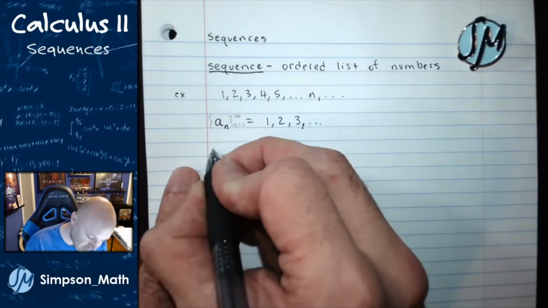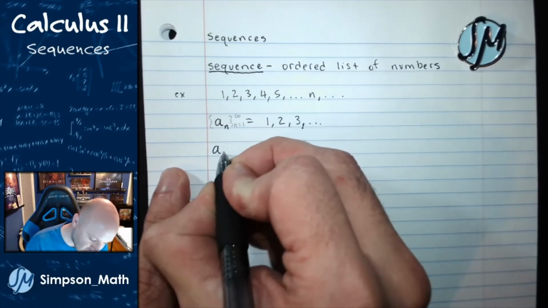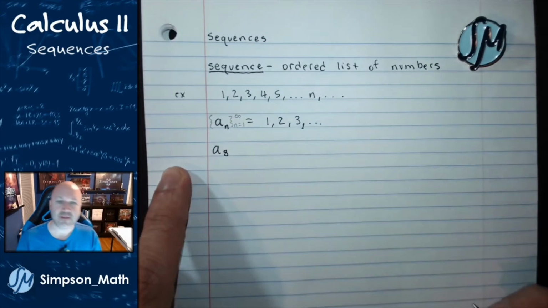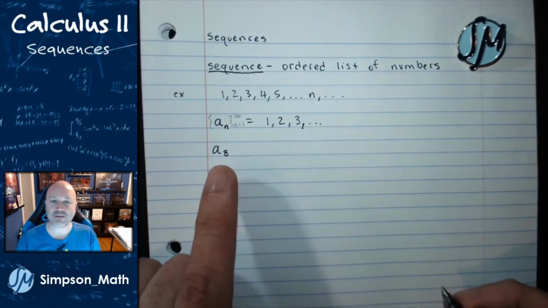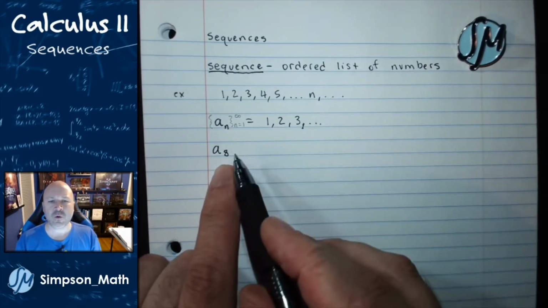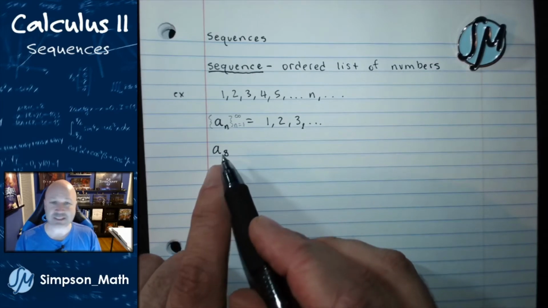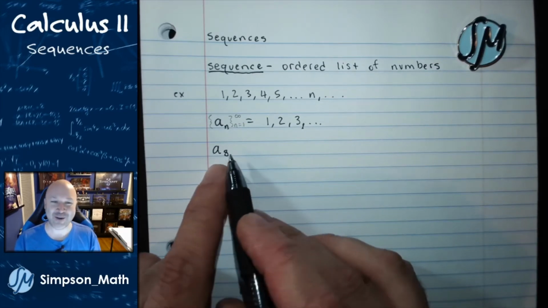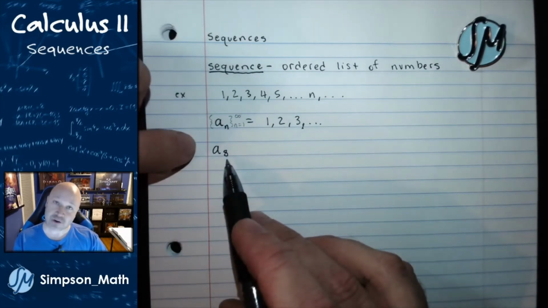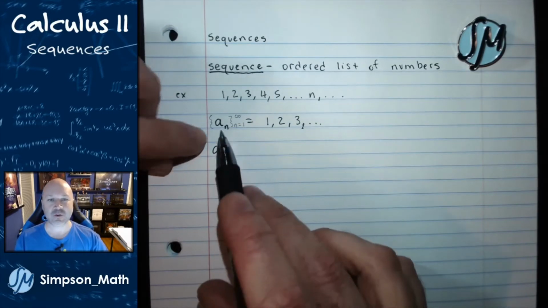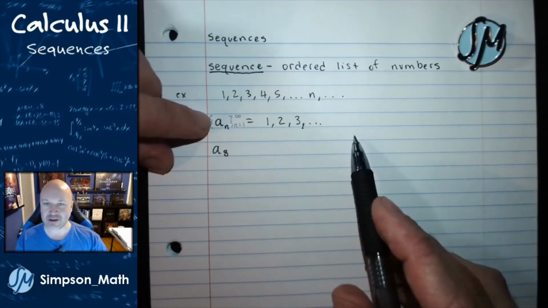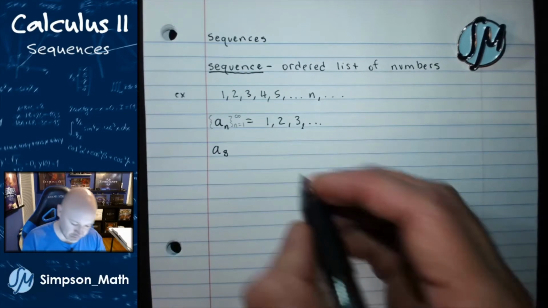Okay, I'm going to write down this right here. A sub 8. What does that mean? In fact, what is a sub 8? Well, this is just saying there's a sequence out there called A, and I want to know the 8th term of that sequence. So the A sequence is written right here, and I want to know what is the 8th term.